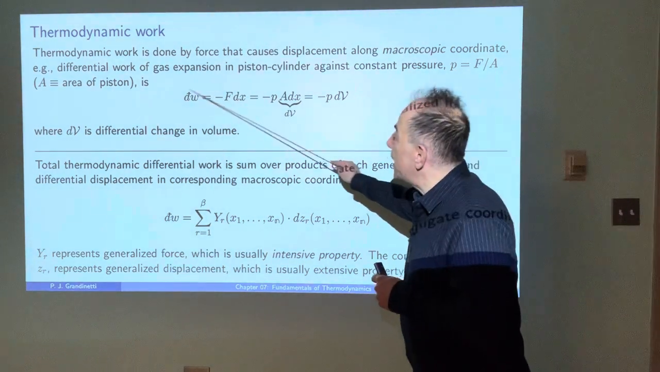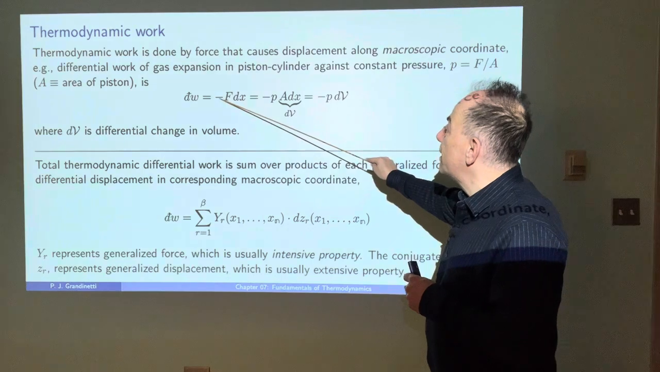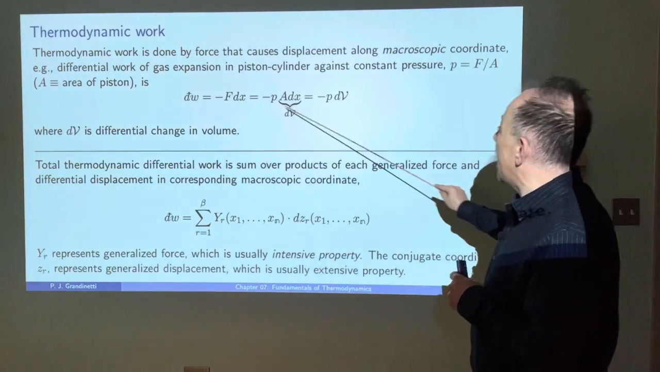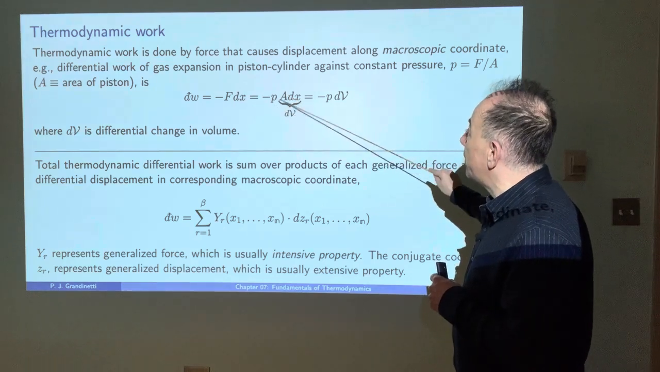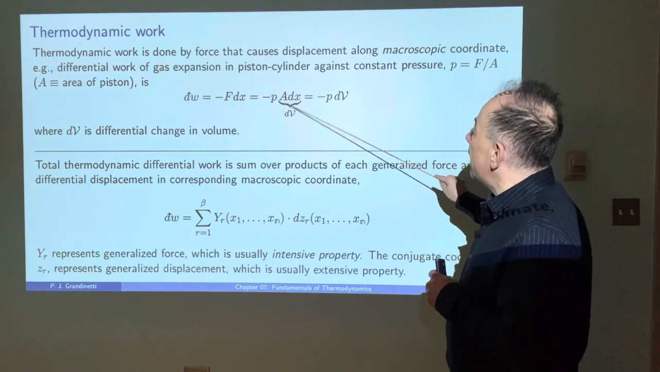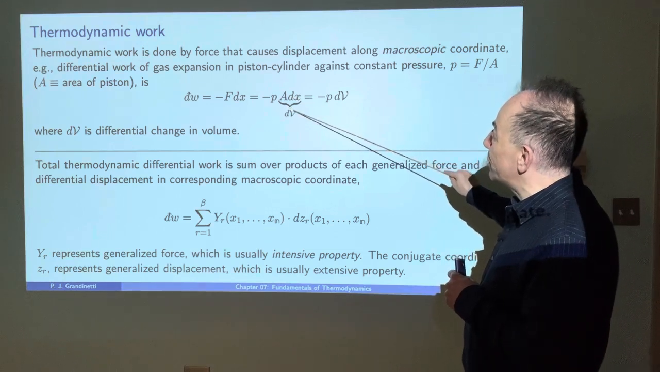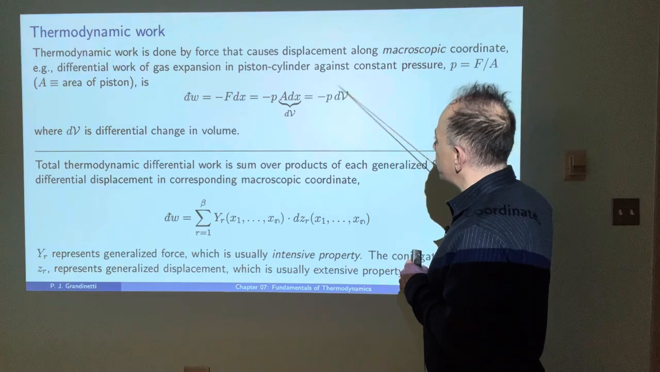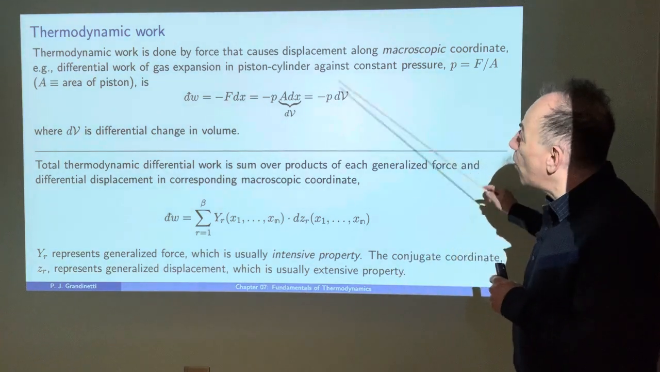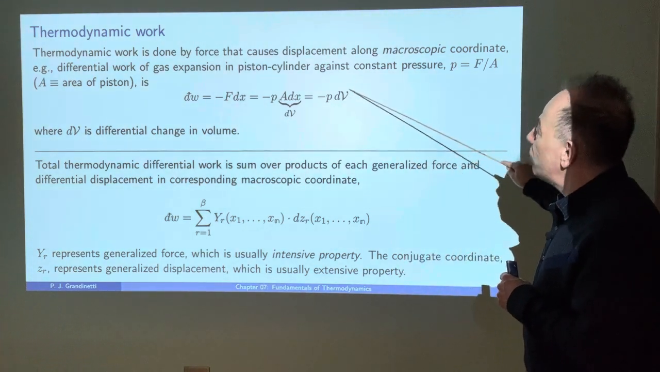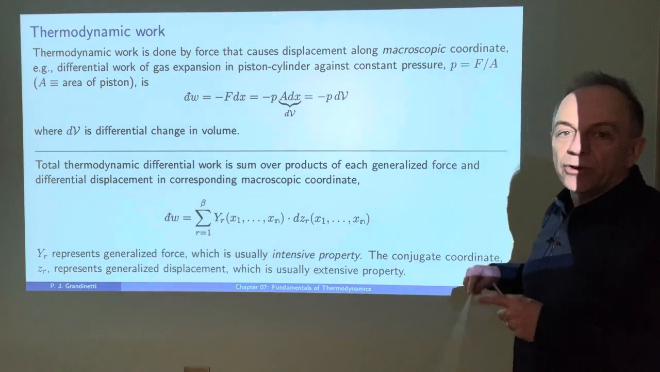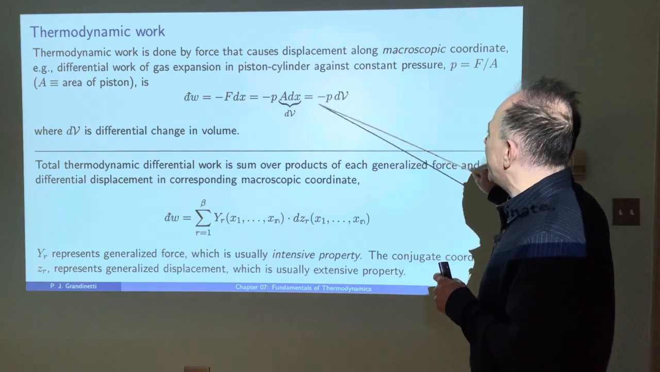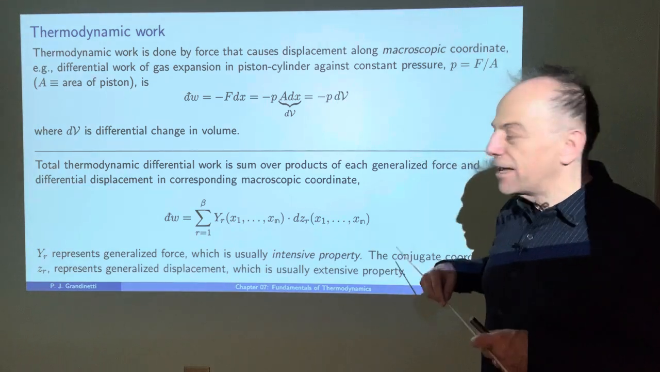So if I take my definition of work here, which is work is minus F dx, and I replace F with P times A, that's the force that's on the face of the piston, the area of the piston, and then I recognize that A times the displacement is just the change in the volume, then I get this equation for the differential work associated with the change in the volume. So what we have now is a displacement, which is the volume, and a generalized force, which is minus P, which is the negative pressure that's causing this displacement here.